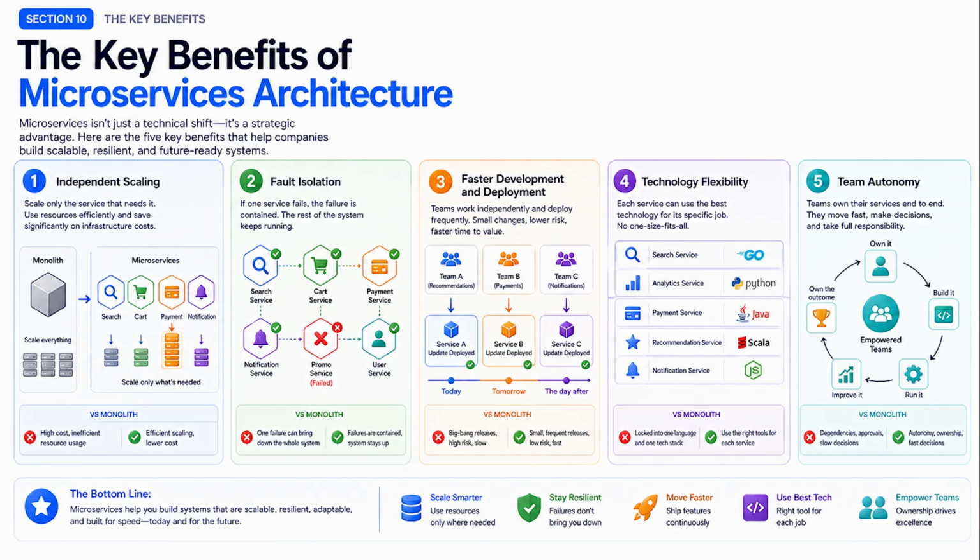The fifth benefit is team autonomy. When a team owns a service from end to end, they take full responsibility for it. They understand it deeply, they improve it continuously, and they make decisions without waiting for approvals from teams working on completely different parts of the system. This creates faster, more confident engineering cultures.